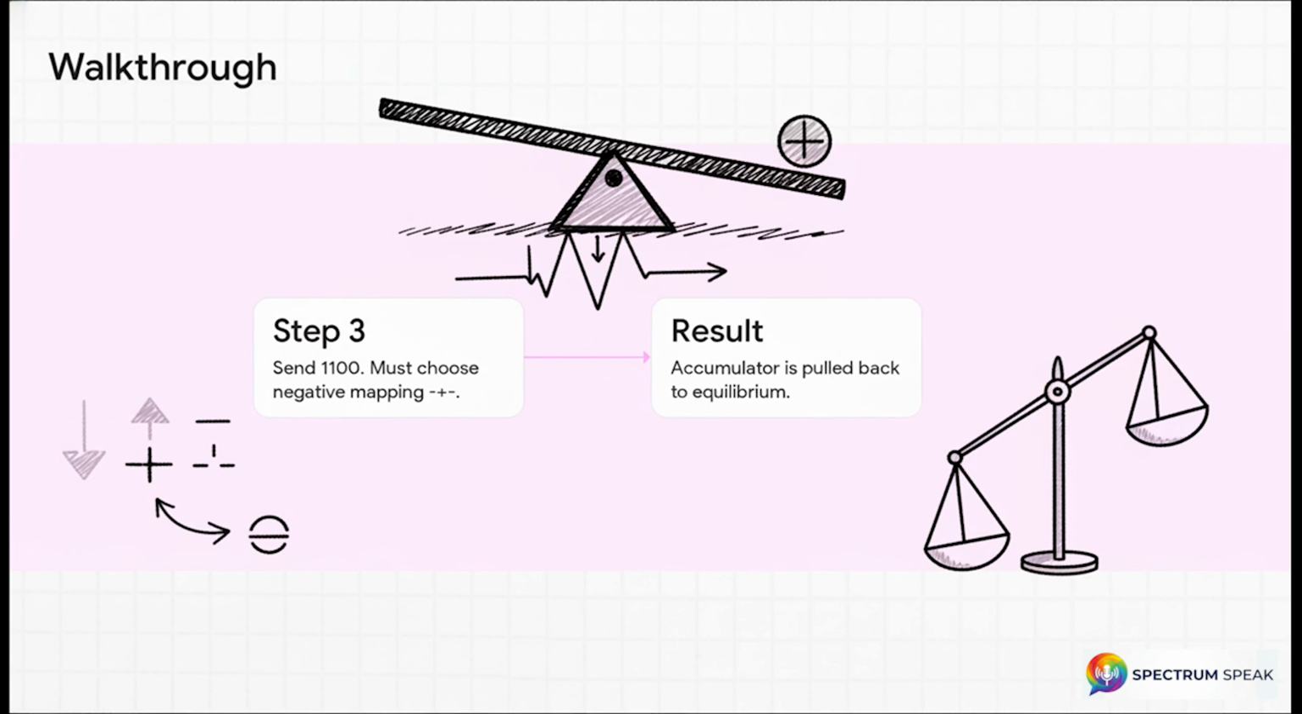Step 3, finally we send 1100. Table 2.8 gives us 2 options again, plus plus plus or minus plus minus. We check our accumulator. Remember, we left it shifted in the positive direction. So the strict rules of 4B3T dictate we must choose the negative mapping, minus plus minus. By doing this, we pull the seesaw right back down to equilibrium and eliminate that DC component. That right there is the absolute magic of 4B3T in action.